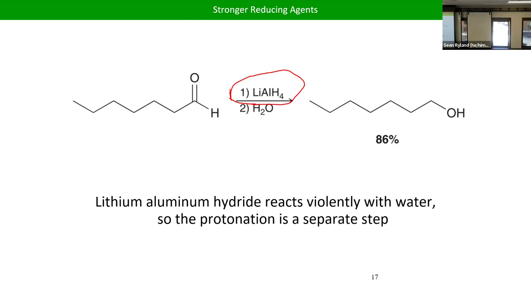One, we don't use lithium aluminum hydride if we can help it. It works better to use sodium borohydride for everything we can and only bring out the big guns when you need them. And then you just make sure that your protonation is a separate step. You have to do the first step, the reduction, in an aprotic solvent. Then you can introduce water or your proton source to do the second step.